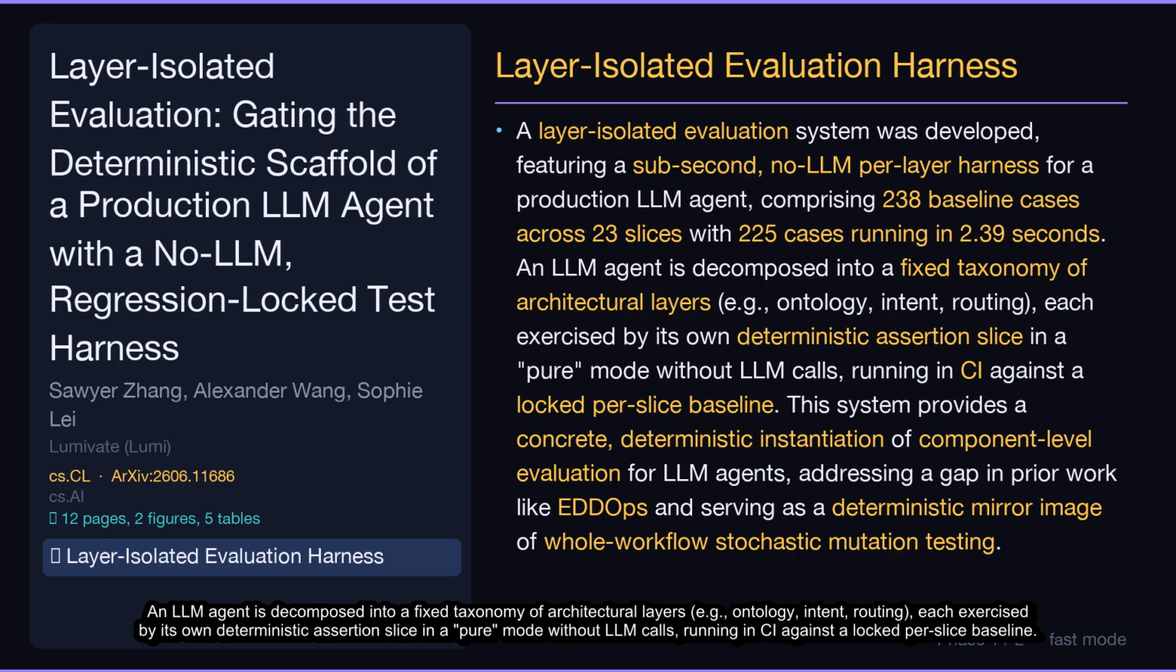An LLM agent is decomposed into a fixed taxonomy of architectural layers, e.g., ontology, intent, routing, each exercised by its own deterministic assertion slice in a pure mode without LLM calls, running in CI against a locked per-slice baseline. This system provides a concrete, deterministic instantiation of component-level evaluation for LLM agents, addressing a gap in prior work like EDDOps, and serving as a deterministic mirror image of whole workflow stochastic mutation testing.